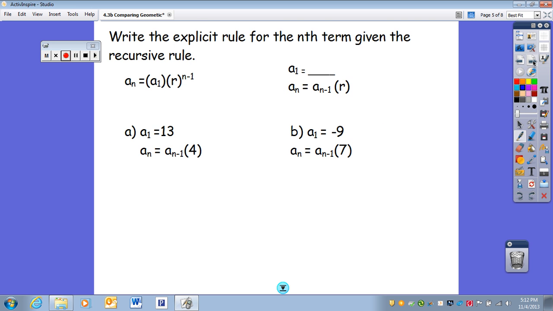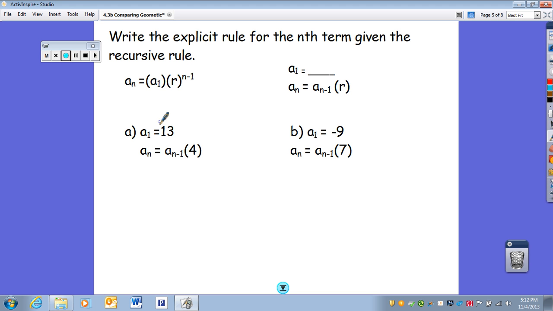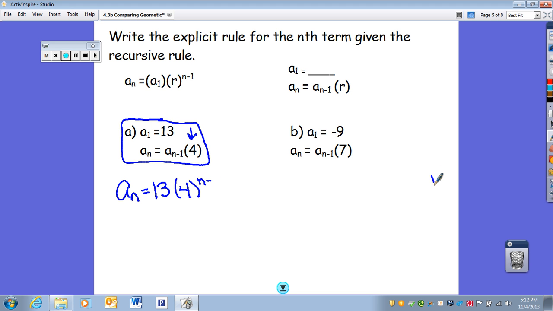Now I would like to take one of the rules and be able to write the other rule. So if I am given the recursive rule, which in this example is written here, I want to be able to write the explicit rule. So I'm given my a sub 1, which is 13, and I'm given my rate, which is 4. So to write the explicit rule, I have a sub n, or the term I'm looking for, is my first term, 13, times my rate, which is 4, to the n minus 1 power.